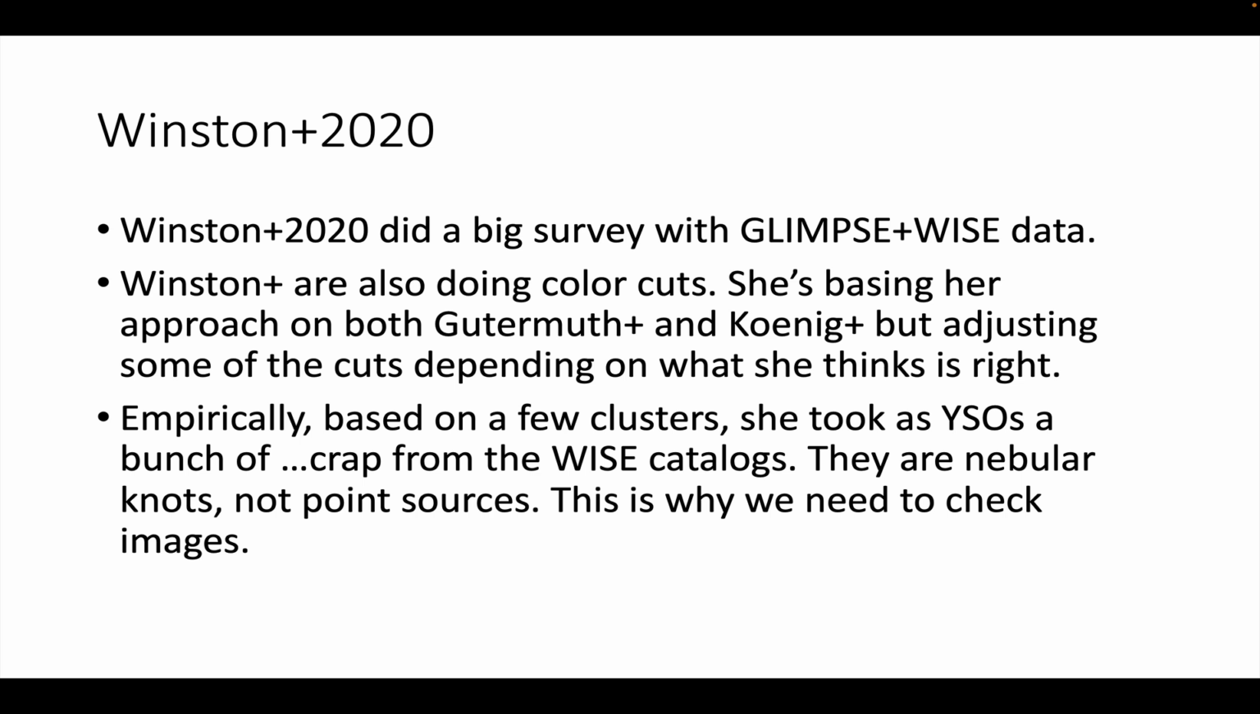Winston, in 2020, Winston et al. had a big survey in which they were trying to use all of the GLIMPSE and Ys data to identify young stars. And they're also doing color cuts. She's basing her approach on both Gutermuth and Koenig, but she's adjusting some of the cuts depending on what she thinks is the right thing to do. She was trying to do it over a huge chunk of sky. So she's not doing the detailed, careful analysis that NITARP teams typically do on each individual target. So I can tell from the stuff that we've checked that she's got a bunch of sources in her catalogs that are probably not point sources. They're probably nebular knots. So we know that because we checked images. And so this is why we need to check the images.